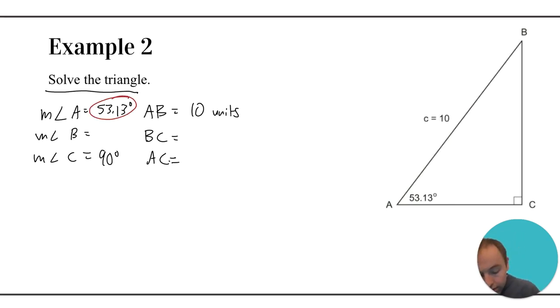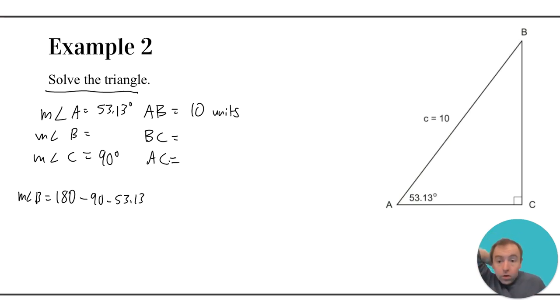So what we do have is two angle measures. So it would be pretty easy to find the other angle measure because angle B should just be 180, because that's the total of all three angles, minus 90 minus 53.13. Right. So if we evaluate that, that's going to come out to be 36.87 degrees. Okay, and so there we would have all three angle measures now. So now we just need to get the other couple of side lengths.